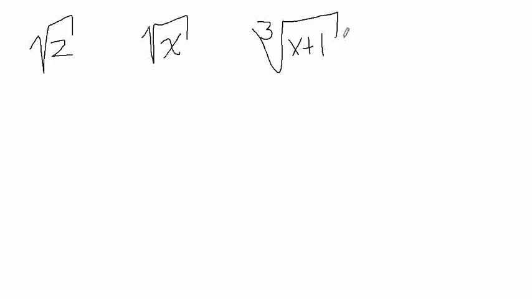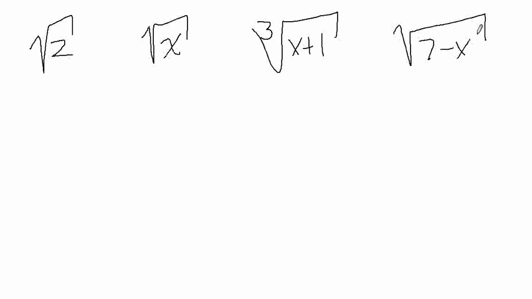The square root of 2, the square root of x, the cube root of x plus 1, the square root of 7 minus x. Now, just like with rational expressions, sometimes there are certain values that you can't evaluate the expression for. In other words, you can't replace the variable with certain values and expect to get something that's defined.